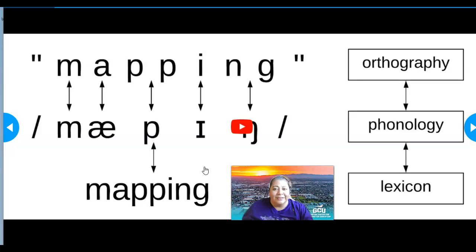So the more you use a map to get to a location, you then no longer need that map. You can find your way there. All right, so orthographic mapping, really valuable for decoding. Now we're going to go into our next one.